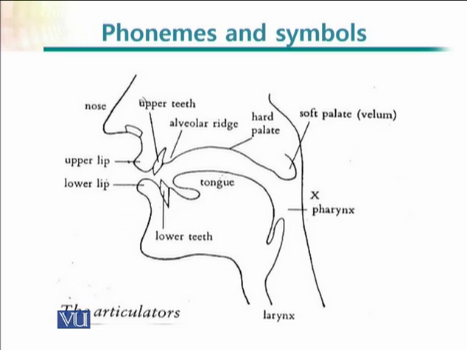You can see we have a larynx, which is at the lower part of this diagram. We have the pharynx, then the tongue is involved, lower teeth, upper teeth, and both lips are involved, lower lip and upper lip. We have the alveolar ridge. All these organs contribute to making various sounds. And it is not necessary that all of these organs function simultaneously to produce all sounds. Their functions vary according to the production of various sounds.